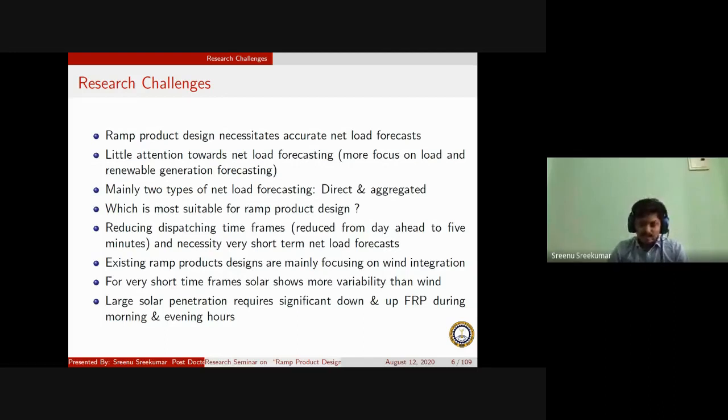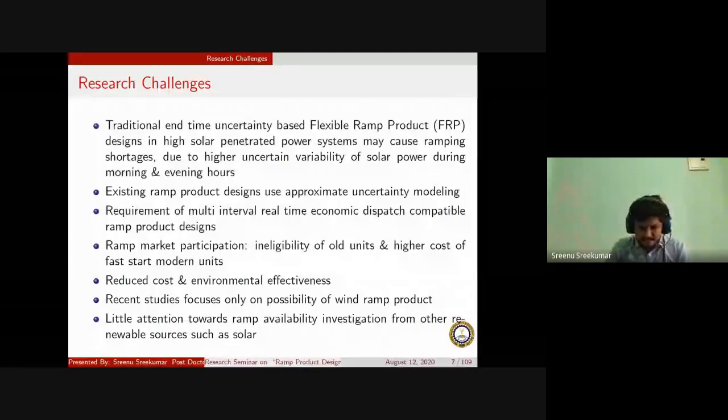So large solar penetration necessitates huge up and down ramping requirement, especially during morning and evening hours. And traditional FRP designs consider only end-time uncertainty. End-time uncertainty-based FRP design can result in ramping shortages, because solar has high uncertain variability during morning and evening hours. And also existing FRP designs use approximate uncertainty modeling. And we need multi-interval real-time economic dispatch compatible FRP designs.